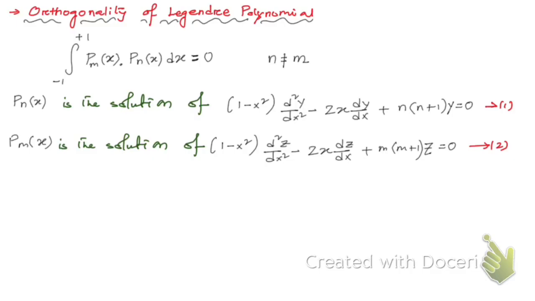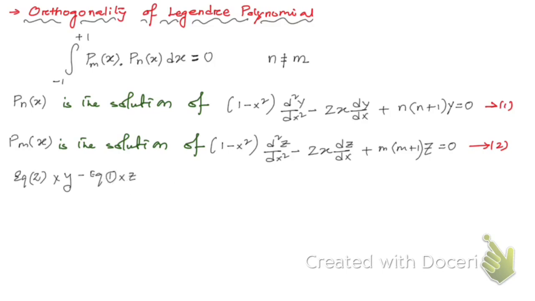Now we are going to multiply equation number 2 by y, and equation number 1 by z. Then we're going to subtract. So hope you have understood.